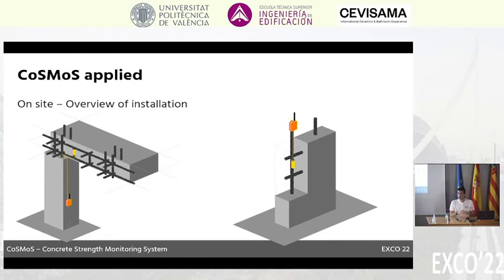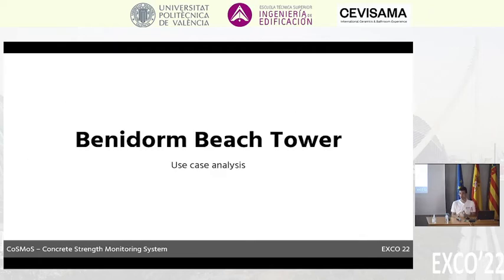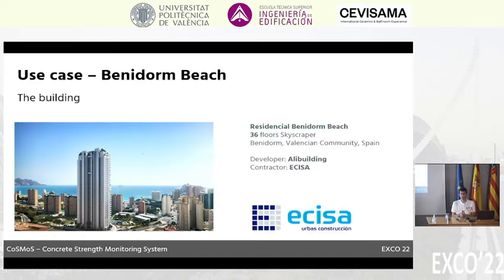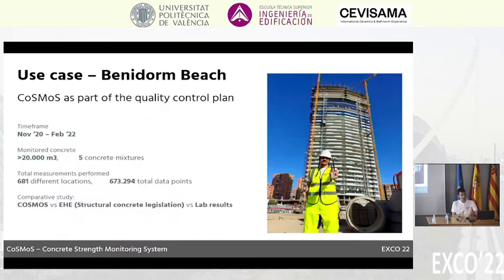So with all of this information, now that we know how the system works, I'm going to introduce you to the real use case that we've been running for 14 months now, the Benidorm Beach Tower. Benidorm Beach Tower is a 36-floor skyscraper in Benidorm, Alicante, developed by Ali Building and built by ECISA, both Spanish companies. And CoSMoS has been part, since the beginning, of the quality control plan of the building.